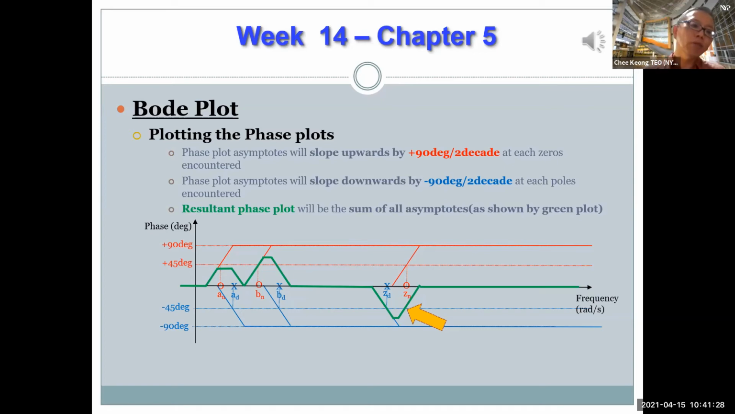You understand what I mean? So you can use that as a check. So for this case, I have 3 zeros, 90 plus 90 plus 90 is plus 270, right? And I have 3 poles as well, which is minus 90, minus 90, minus 90. So I have minus 270 also. So I have plus 270 and minus 270. That's why my ending is 0, because 270 minus 270 is 0. So my end result is at 0. So that tells you what your end result should be.